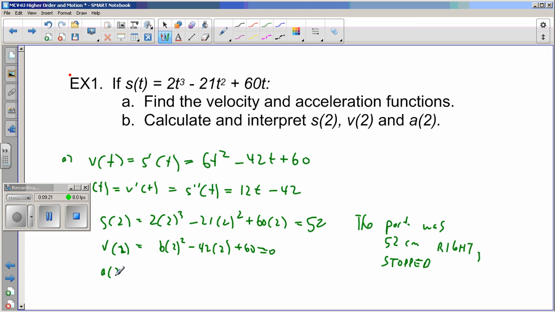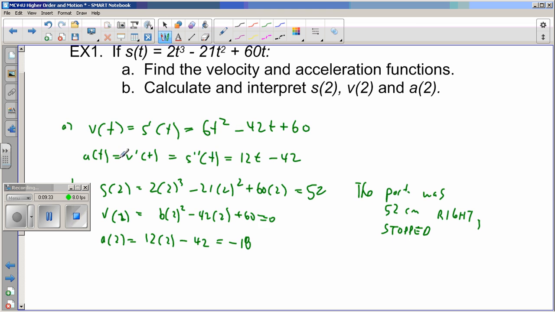The acceleration is equal to negative 18. And so that means it's being pulled, or the acceleration, the pull was left. Right? Left. And that's at 18 centimeters per second squared. That's the acceleration.